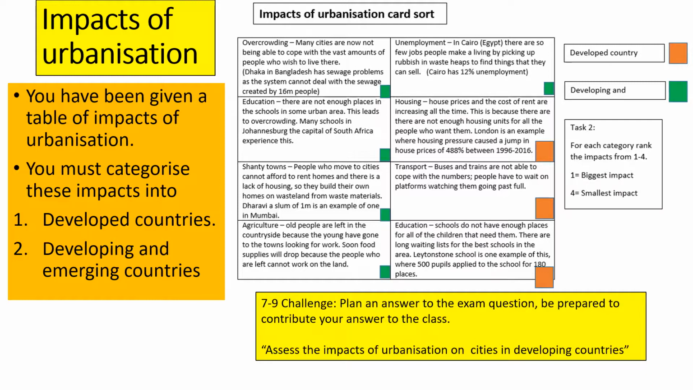So obviously it's all about urbanisation putting pressure on services available, especially housing, transport, education, in both developed countries and developing and emerging countries. However, we've got more drastic pressures in developing and emerging countries, because the process of urbanization is so rapid that they may struggle to provide the services that people need, adequate housing and things like that.